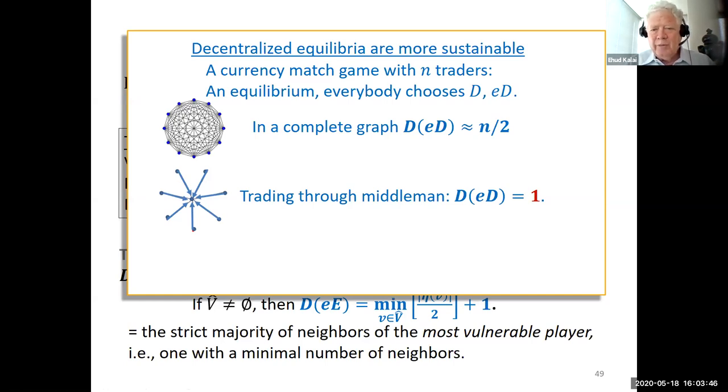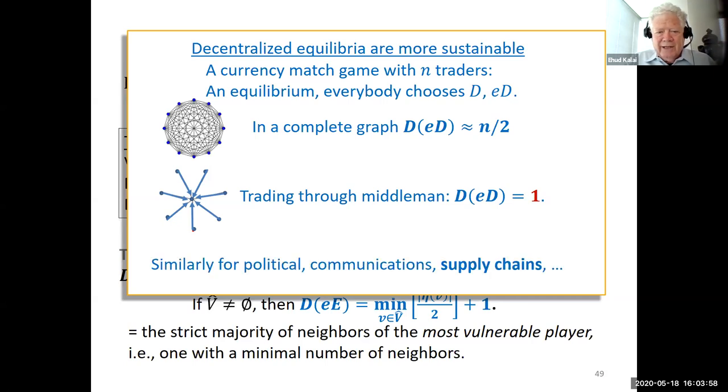In the top equilibrium, it's very sustainable. It'll be about 500, half of the people. Whereas everybody going through a middleman will be very low sustainability because the middleman may fault and then nothing is reliable. And you can take the same lessons from here for political systems.